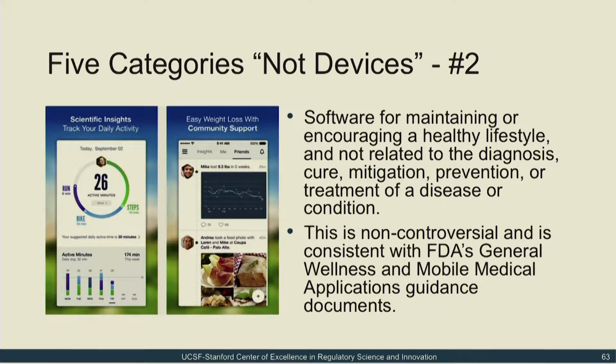The second category of software removed from the definition is software for maintaining or encouraging a healthy lifestyle, and is unrelated to the diagnosis, cure, mitigation, prevention, or treatment of a disease. As you remember from the past module of this course, already in the General Wellness and Mobile Medical Applications guidance documents the FDA had said that even if these types of software fall within the definition of a medical device, FDA does not intend to regulate them as a matter of agency enforcement discretion. So the Act essentially has taken them off the table altogether.